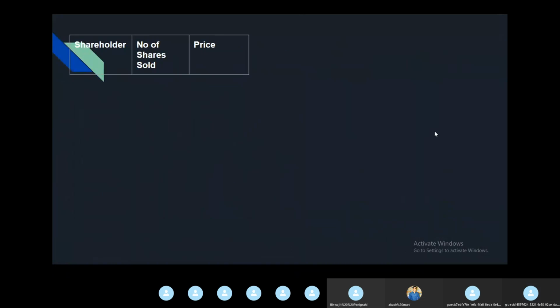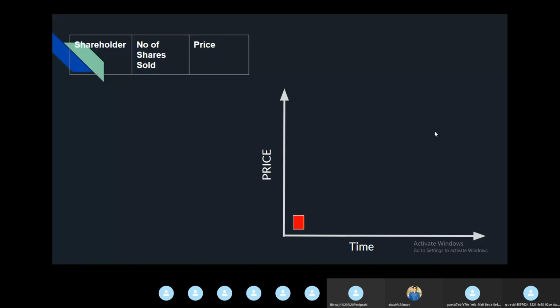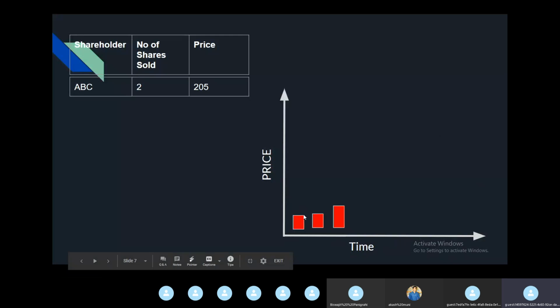What happened next? What happened next is people will be taking their profits. Okay, people will be taking their profit. So that is why we see some red candles here, red bars here.